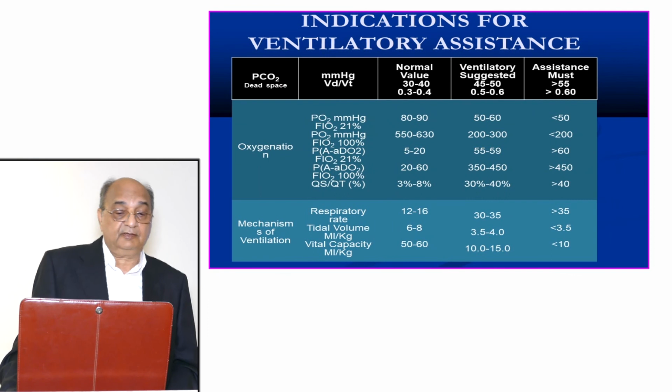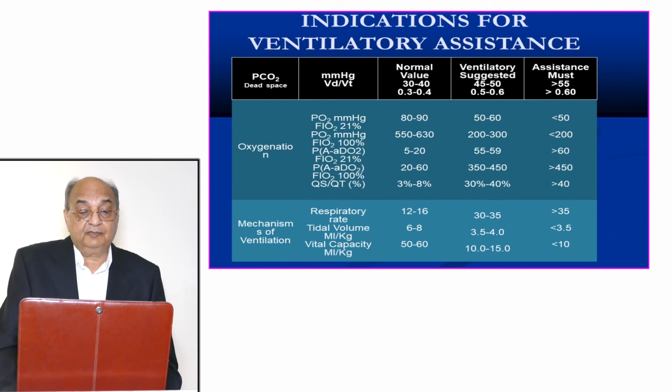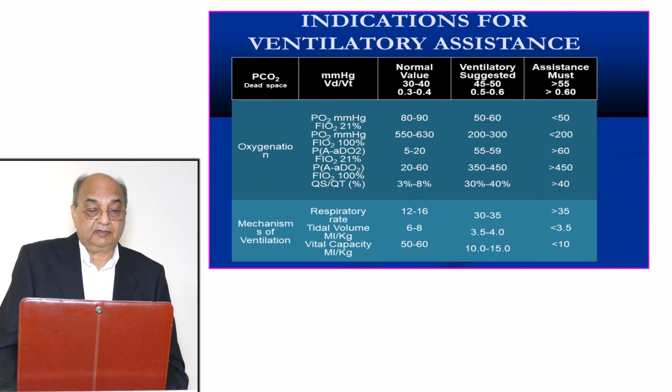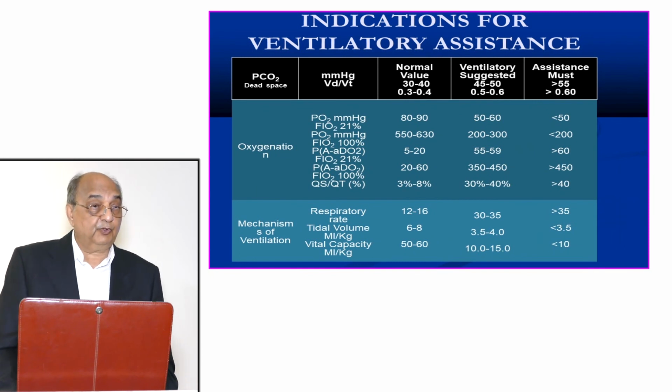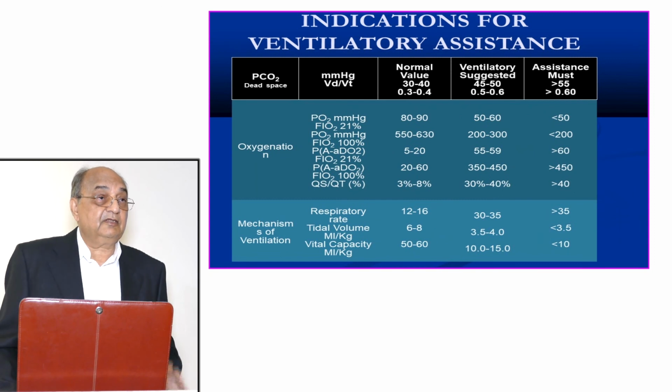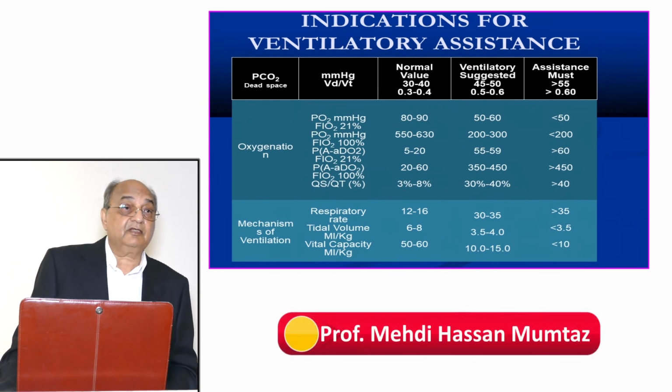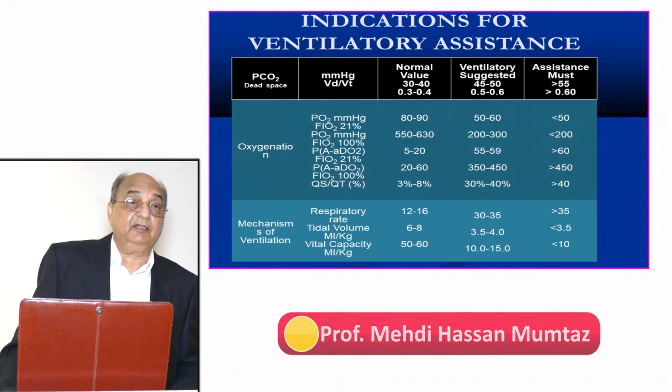Put them on ventilator. Same is the tidal volume. Normal is 6 to 8 mL per kilogram. But when it goes down to 3.5 to 4.9, then this is an indication to put on a ventilator, but if it is less than 3.5, it's a definite sole indication to put them on a ventilator.